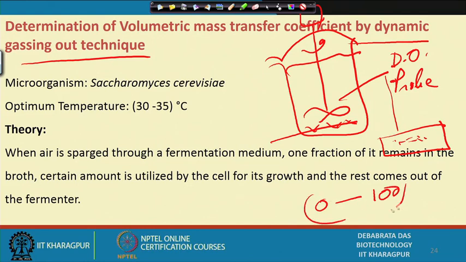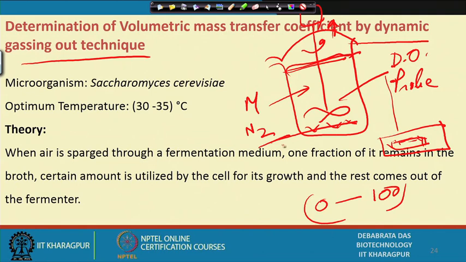Now, how do you do that? Suppose this is the media. You have taken media, and then what do you do? You sparge, initially, sterile nitrogen. Then you take it out. Then you will find that the dissolved oxygen concentration keeps on decreasing, and a time will come when it will be constant. That is when you set it to 0.